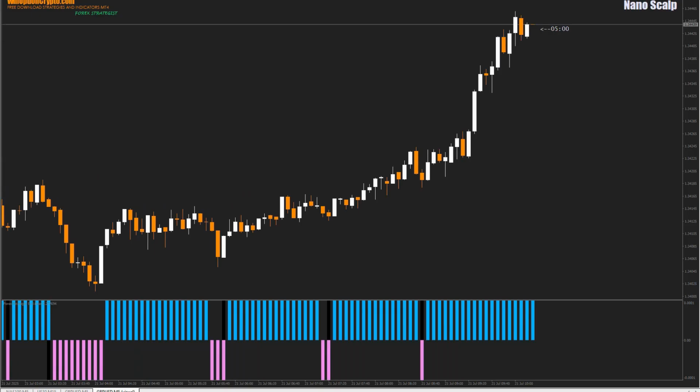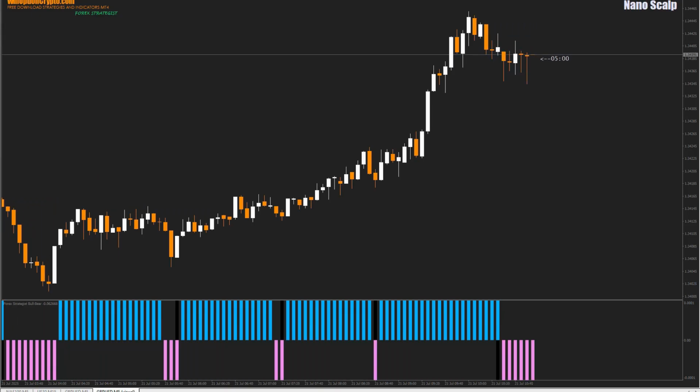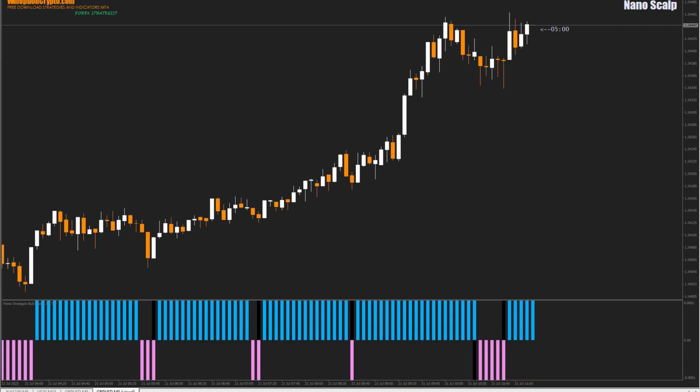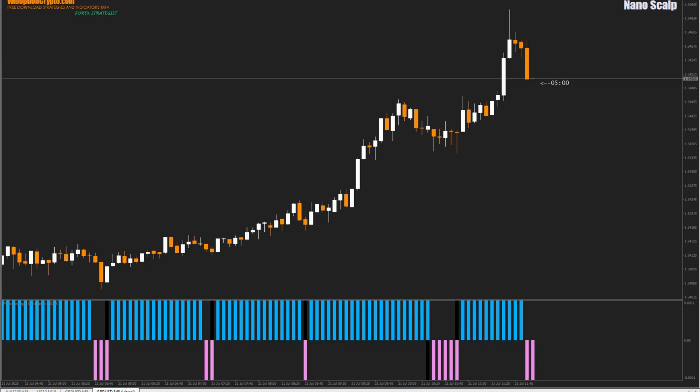The obvious advantages of this strategy include the simplicity and clarity of trading signals. This means that no one will have any difficulty using it. Even novice traders will be able to easily recognize Nano Scalp signals and use them.